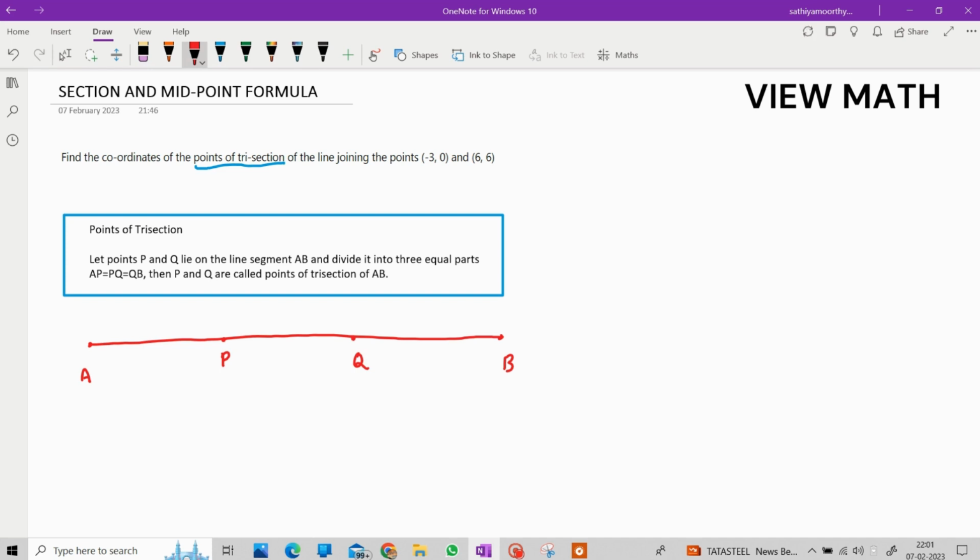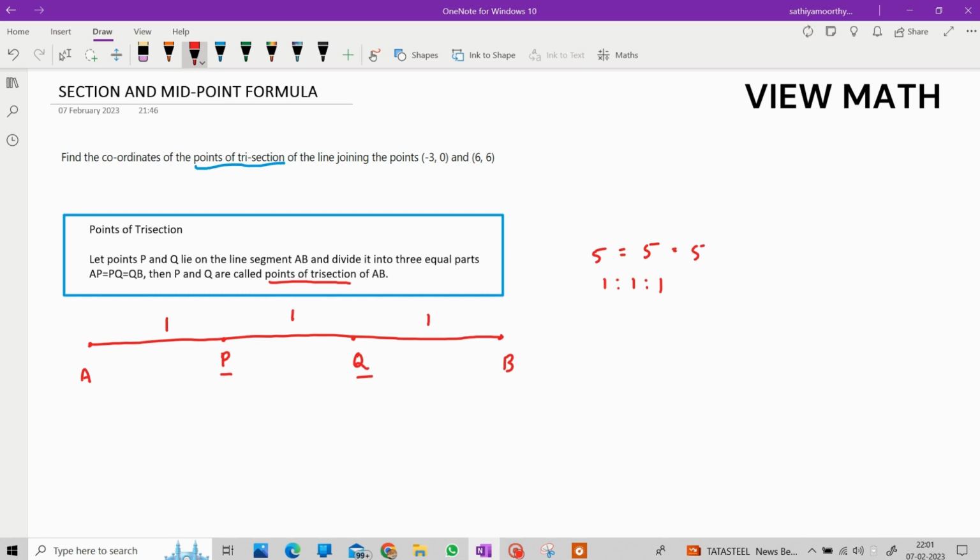Suppose that AP is equal to PQ is equal to QB. Suppose if AP is 5 centimeters, then PQ is also 5 centimeters and QB is also equal to 5 centimeters. Now if you take the ratio of this, it is 1:1:1. So it divides in this ratio, 1:1:1. Now these points P and Q are called the points of trisection.